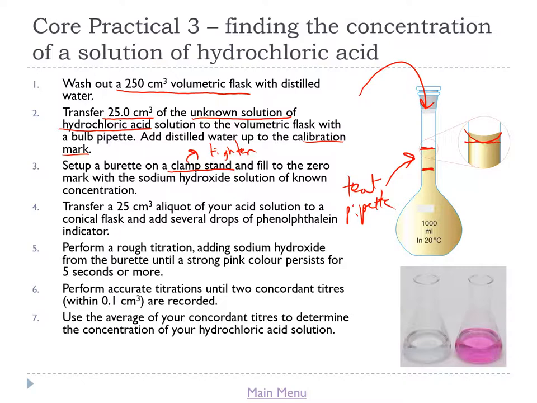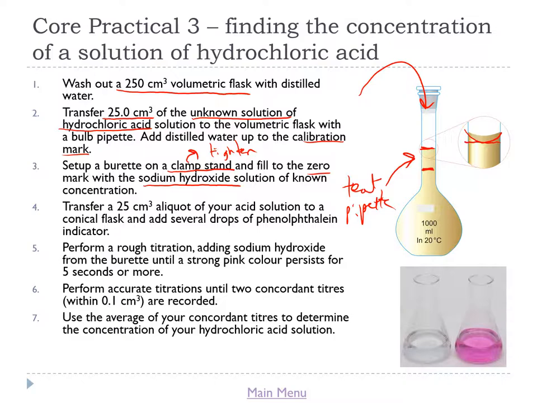Now, we're going to fill the burette to zero with our solution of sodium hydroxide. Again, because we're measuring a liquid, we're going to make sure that we are carefully noting the position of the meniscus, and that's where we take our readings from. So the meniscus is really important in this experiment, in our pipette, in our volumetric flask, and in our burette.